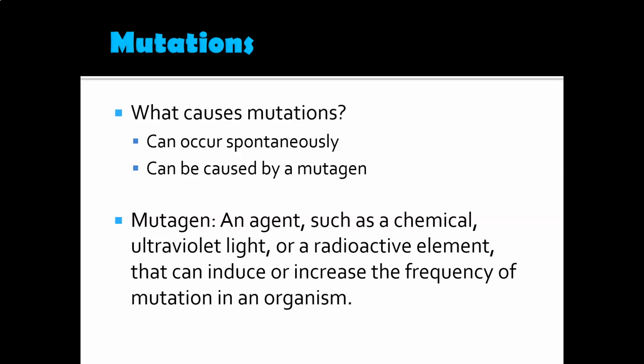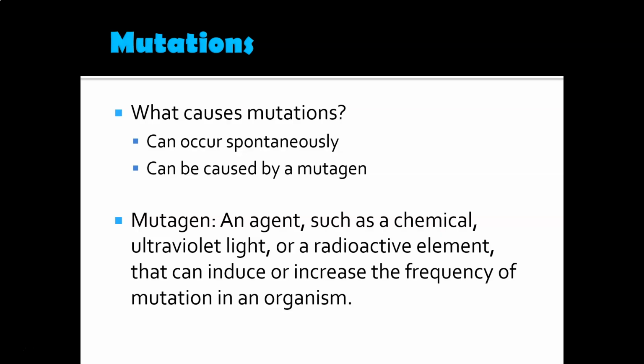On the other hand, there are definitely things in our environment that we know increase that rate of mutation, and these are things that we call mutagens. A mutagen is any sort of agent, things that are chemical, UV light, radioactive elements. Regardless, they will increase or induce the frequency of mutations in an organism. So when we expose an organism to a mutagen, we see that rate of mutation increase above what that typical background mutation rate is.